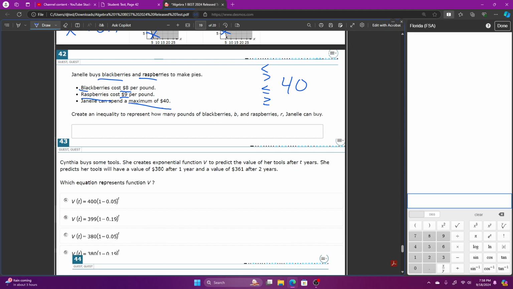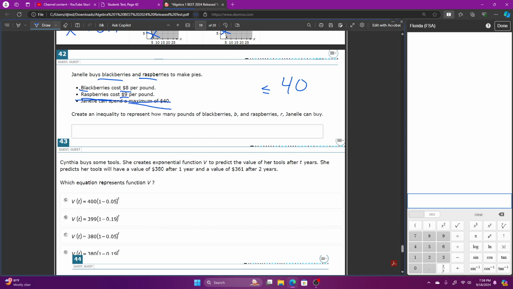Is she allowed to spend 40? Could it be equal to 40? Yes. So these are out. And is she spending less than 40, or is she spending greater than 40 if she can spend a maximum of 40? She's spending less than 40. So there's our sign. That part's taken care of.